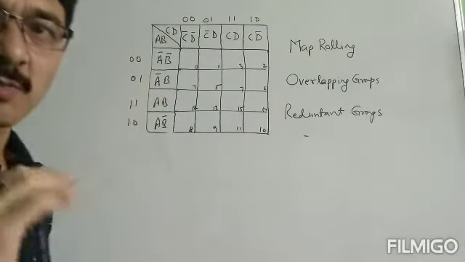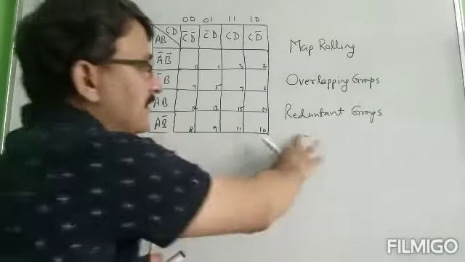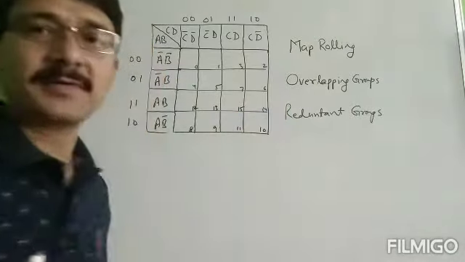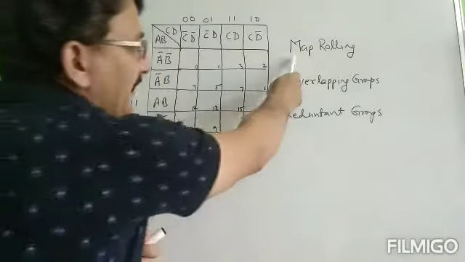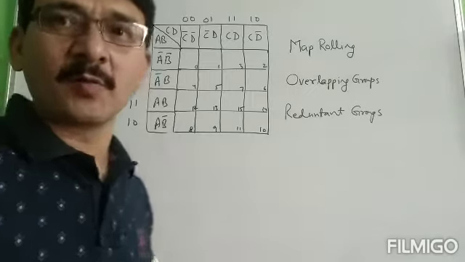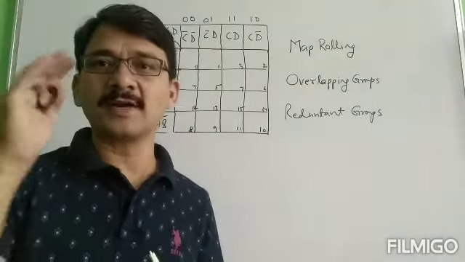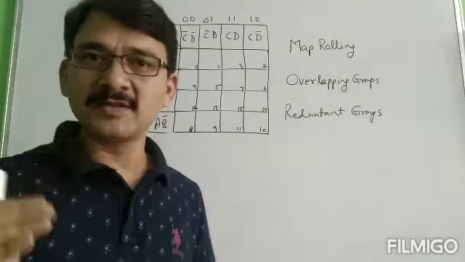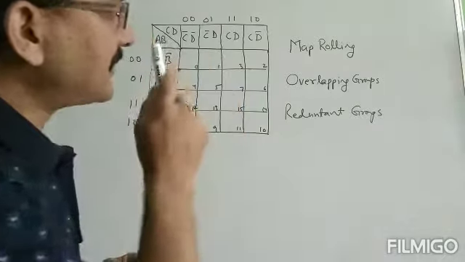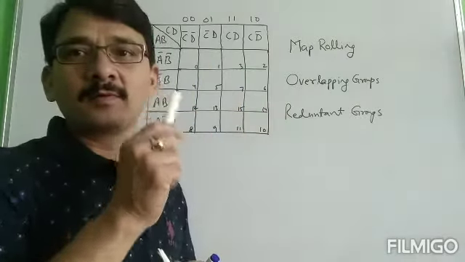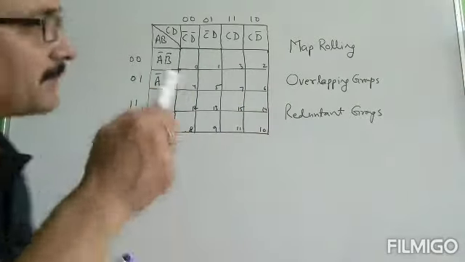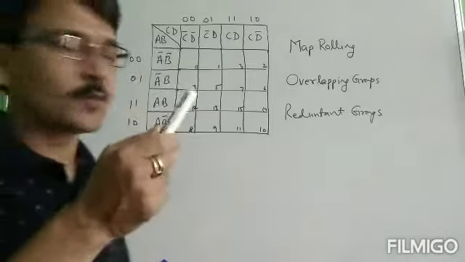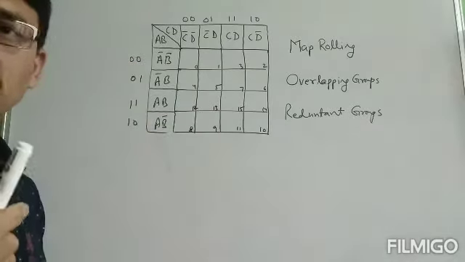In that process of formation of groups, these 3 factors are very important. What is factor number 1? These factors should all be in your mind while forming groups, so that you identify these groups correctly. The first is map rolling. I'll come to that, what is the map rolling concept. Second is overlapping group, and third is redundant group.